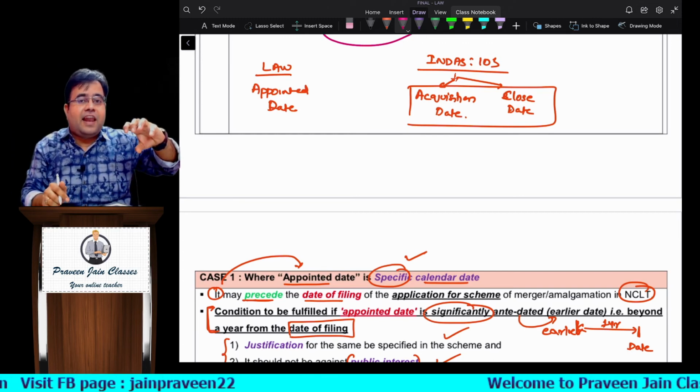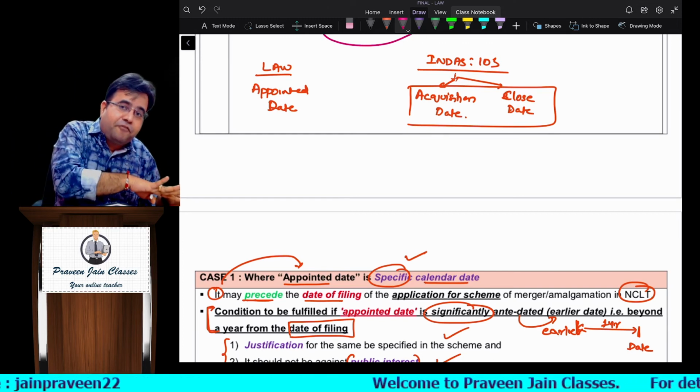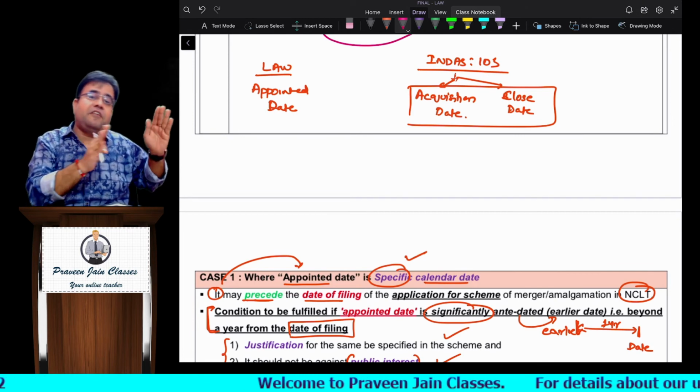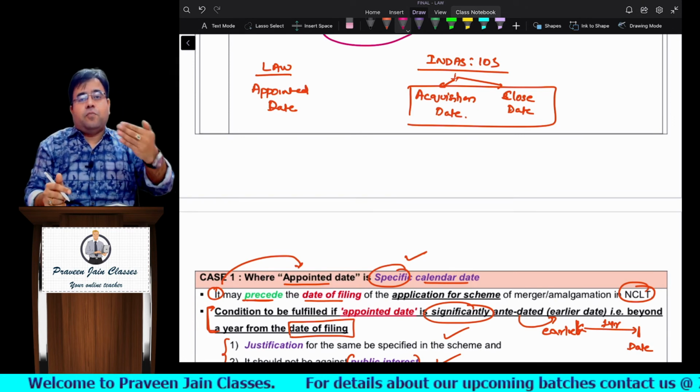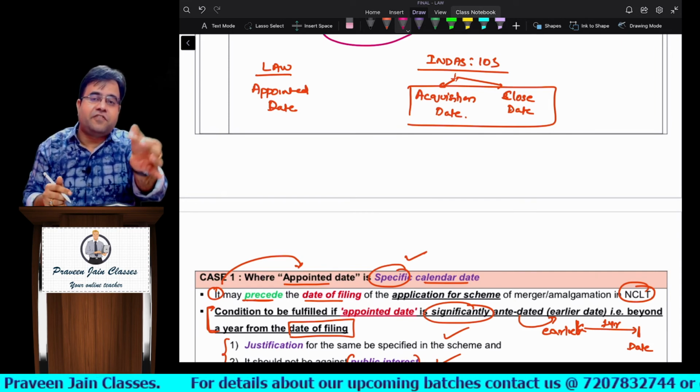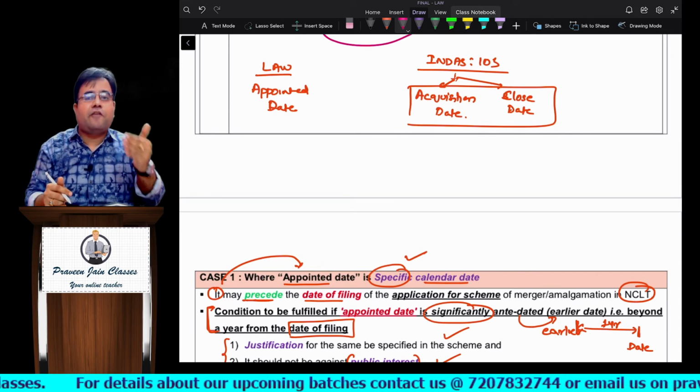If it is a specific calendar date, it can be before the application or after the application. If it is before the application, and if it is significantly antedated, which is more than 1 year, then there should be a justification, plus it should be in the public interest. You have to prove that.